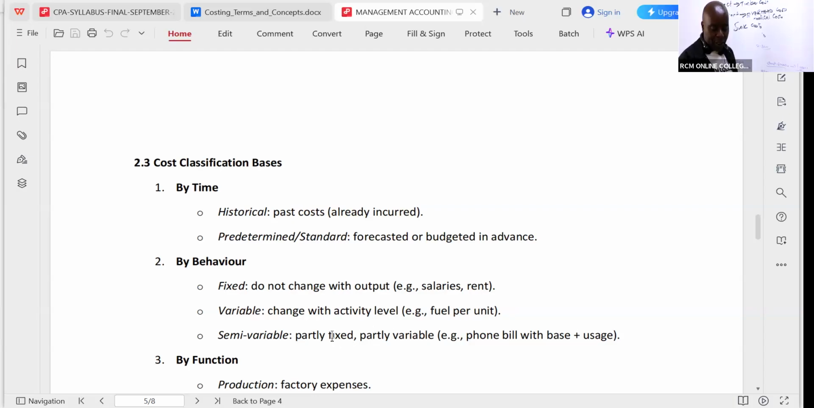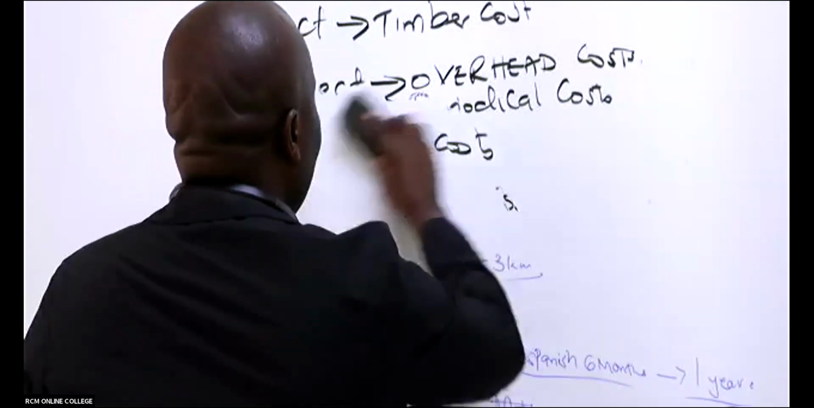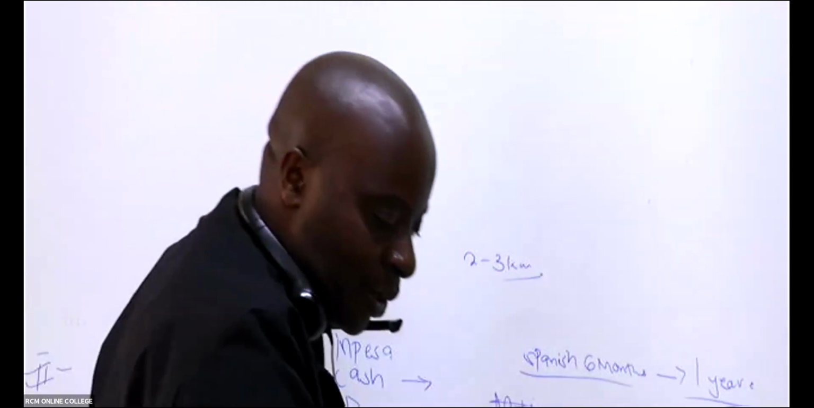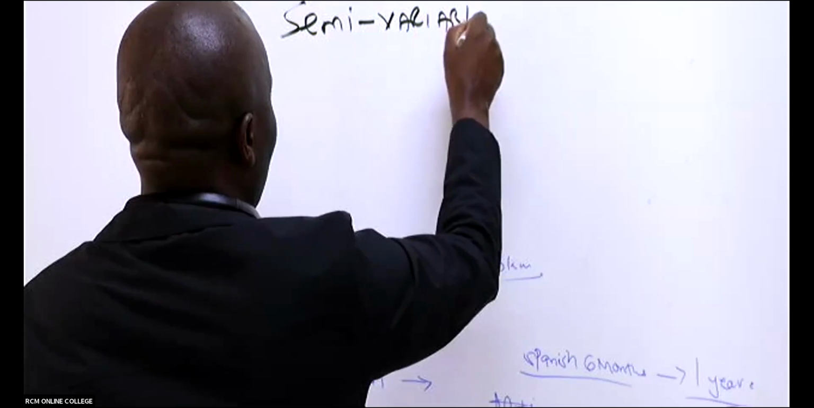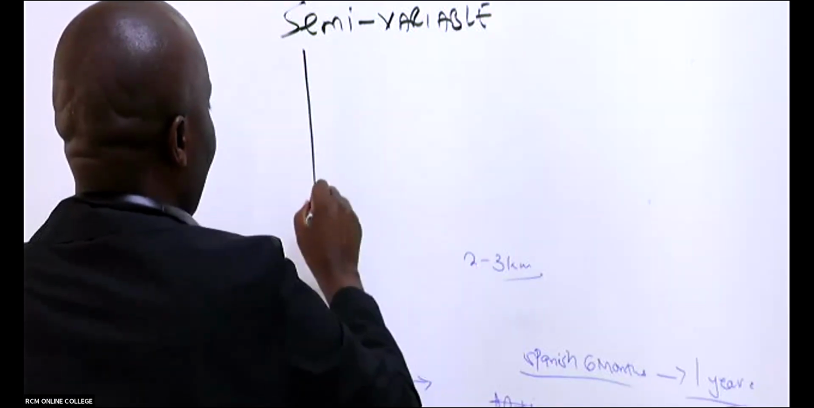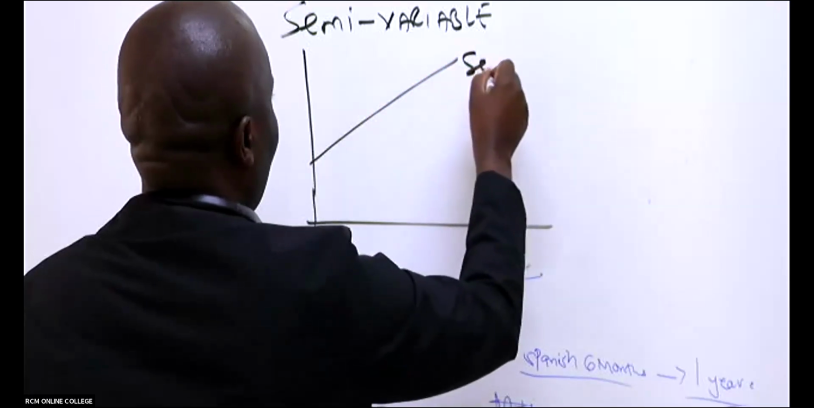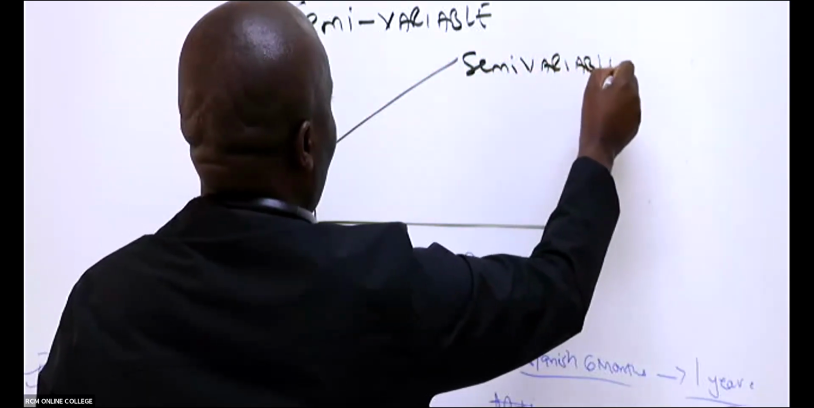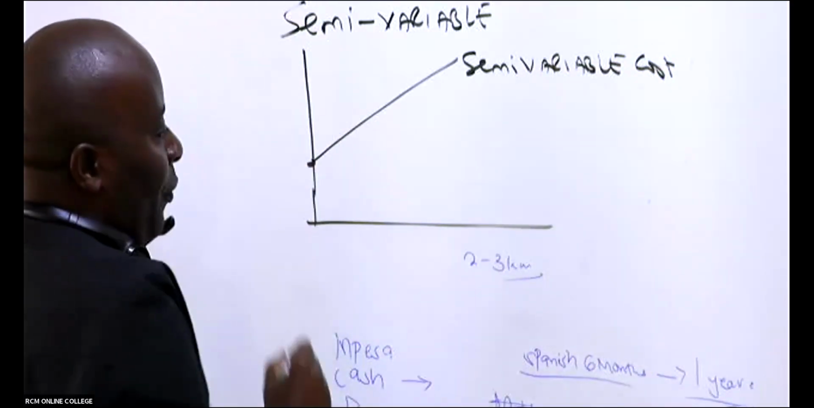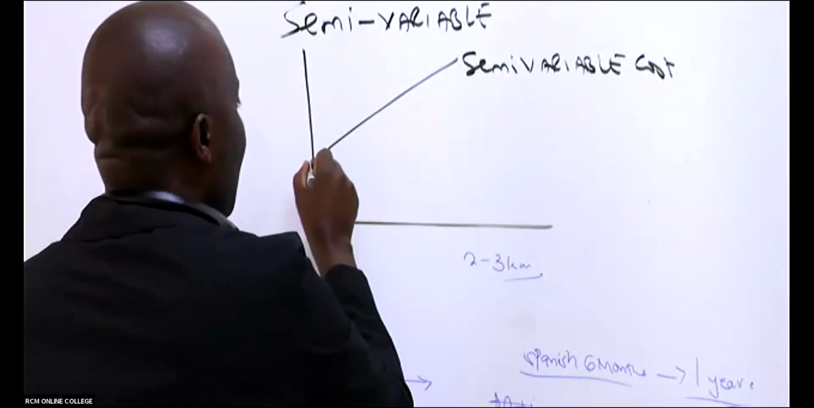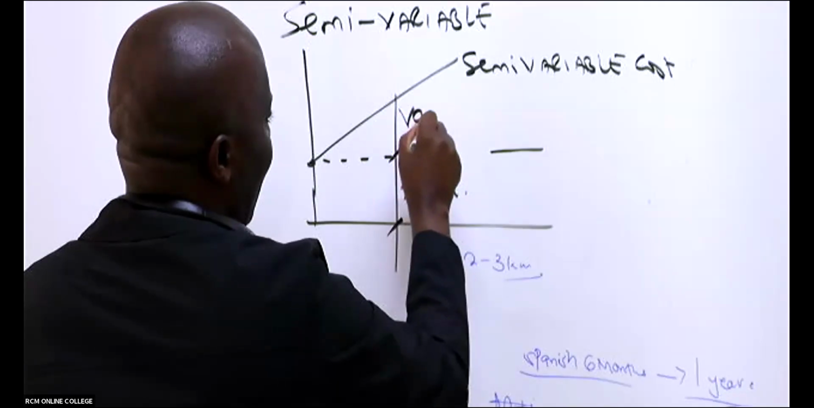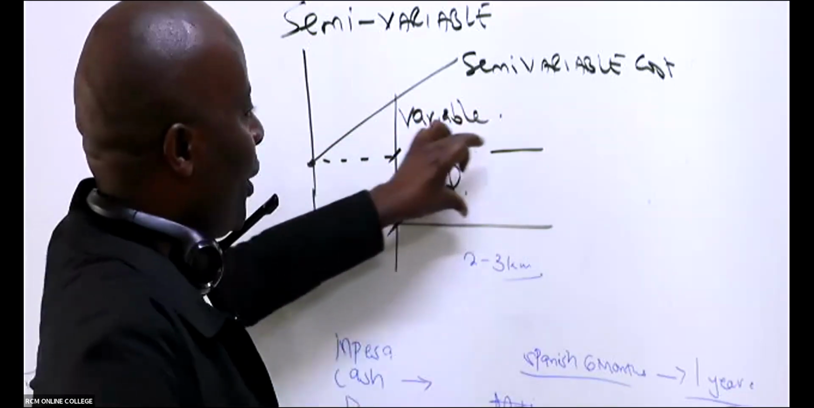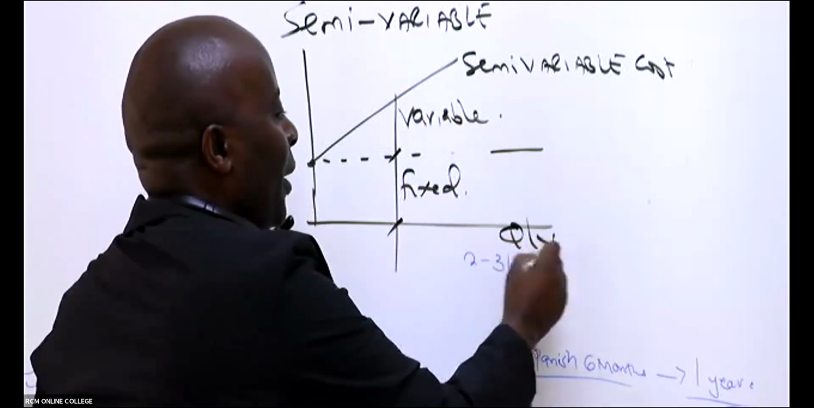semi-variable costs. Semi-variable costs are partly fixed and partly variable. So whenever I talk about semi-variable cost, this is how they look. You can see in this case they are not starting from zero. They have two components, a fixed part and a variable part. Fixed is ever constant, variable is dependent on the quantity that we are producing.